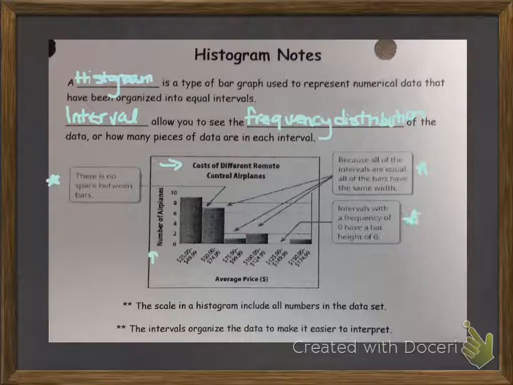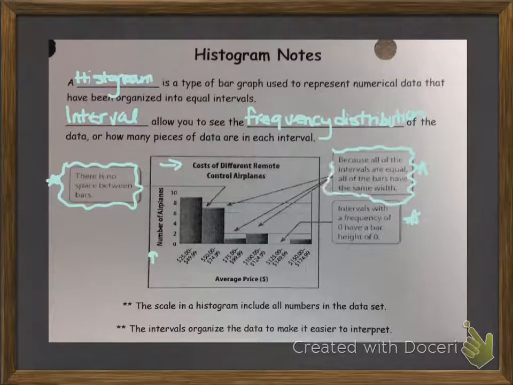We need to know that there are no spaces between bars. Our bars connect. Also, because all of the intervals are equal, all the bars have the same width. So from one end of the bar to the other, those are the same. Our intervals down here, when we choose intervals, we have to make sure that they are equal. They contain the same amount of numbers in them. And then our last fact is that intervals with a frequency of 0 have a bar height of 0.